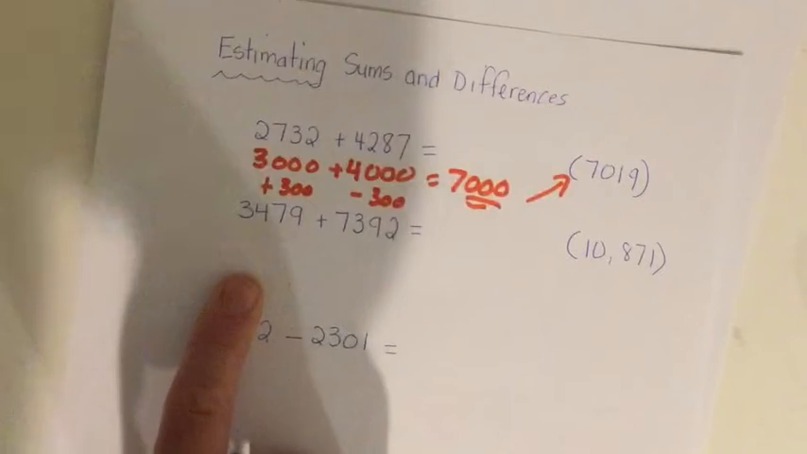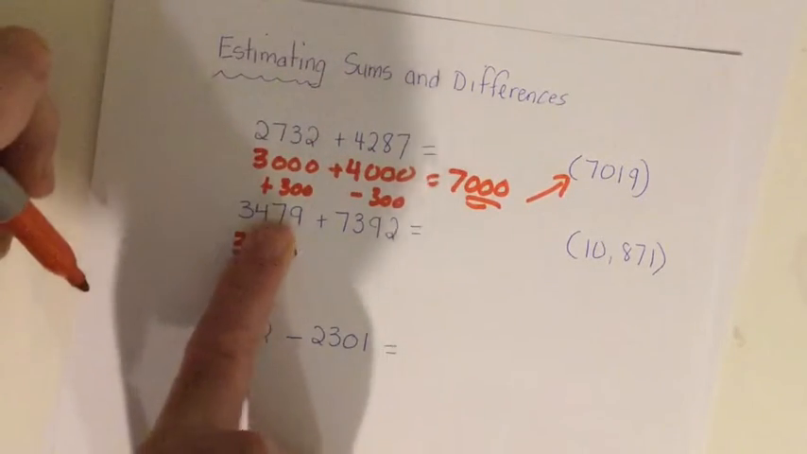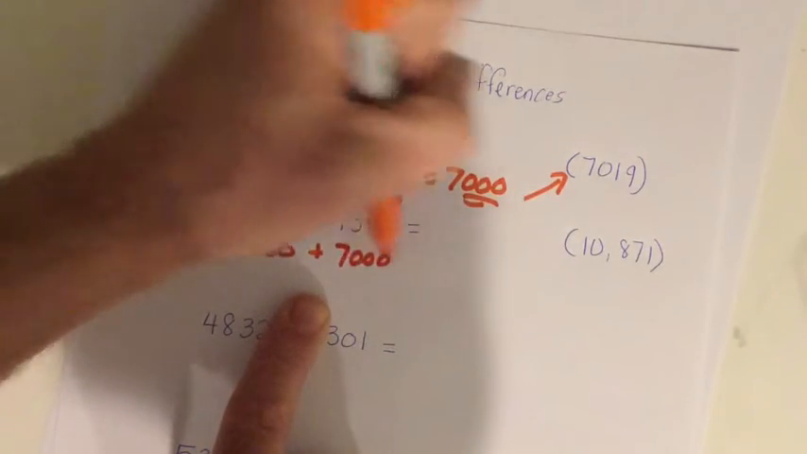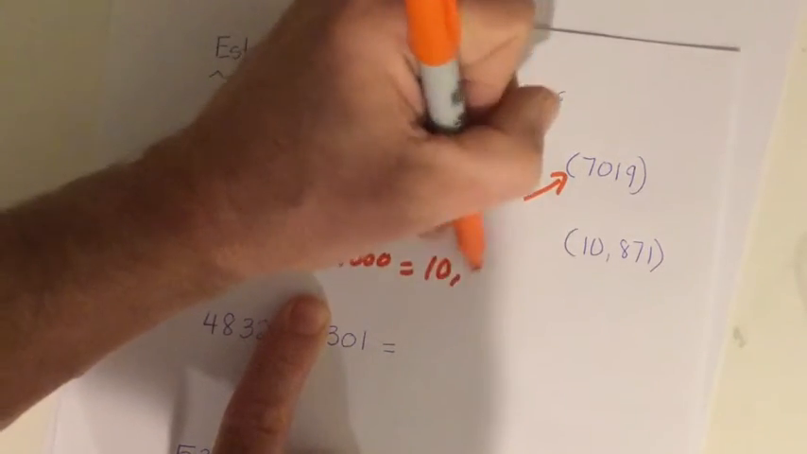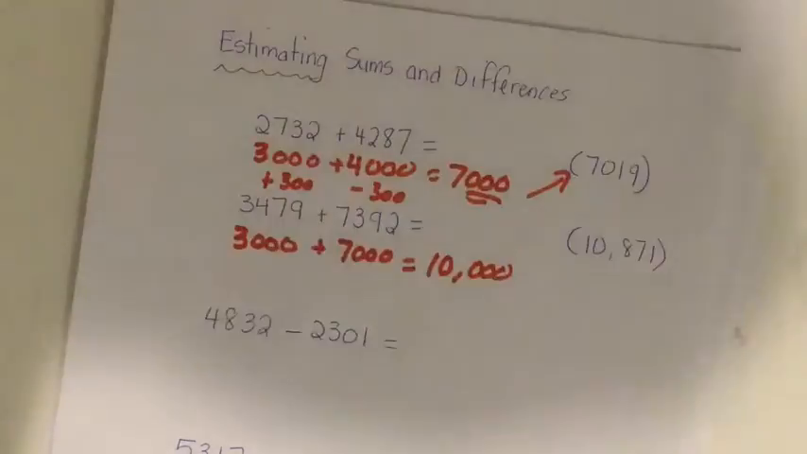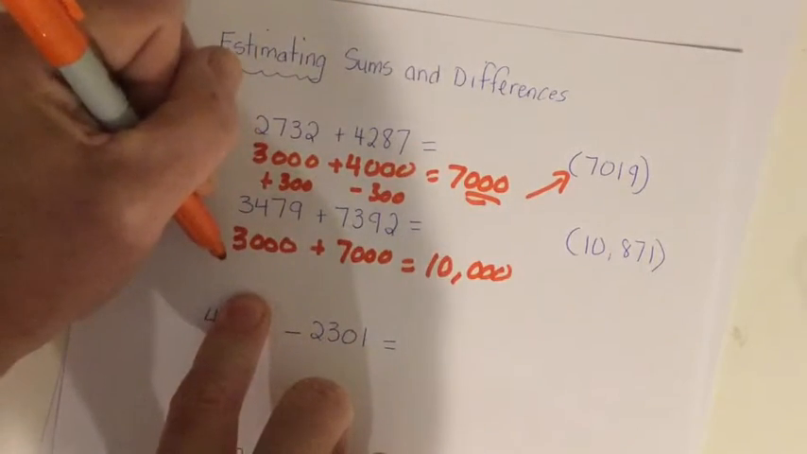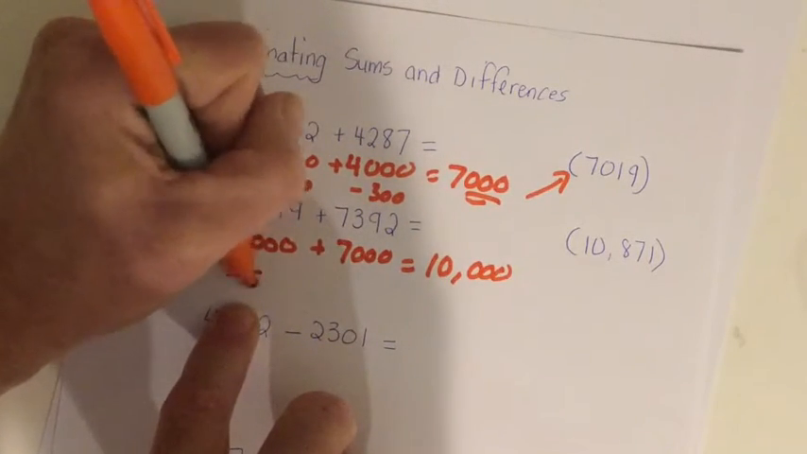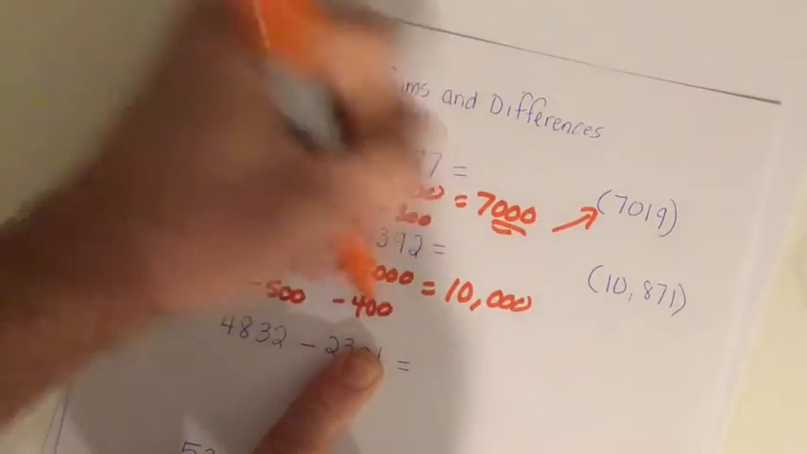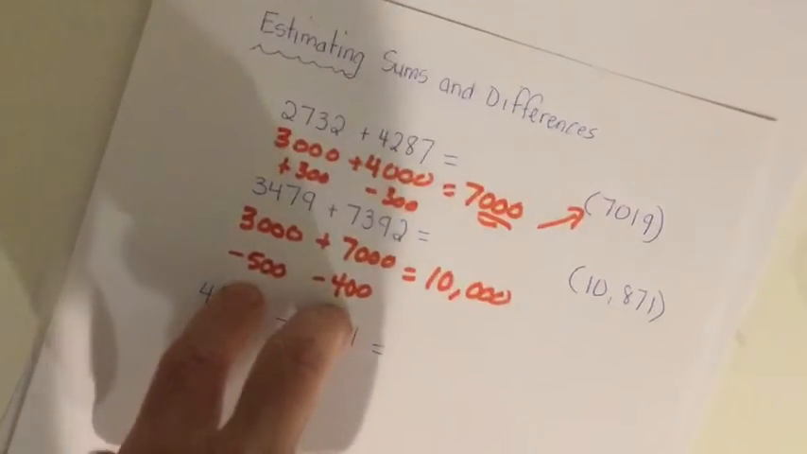I'm pretty close to the actual exact answer, and I can do it in a matter of seconds. Here, if I use the same strategy, I'm going to round down to 3,000, and I'm going to round down to 7,000. It's going to give me an answer of 10,000. Not wrong. It's not a bad estimate, but I should be mindful that I went down almost 500 here, and I went down almost 400 here. So I should be mindful that my estimate could be a lot closer.